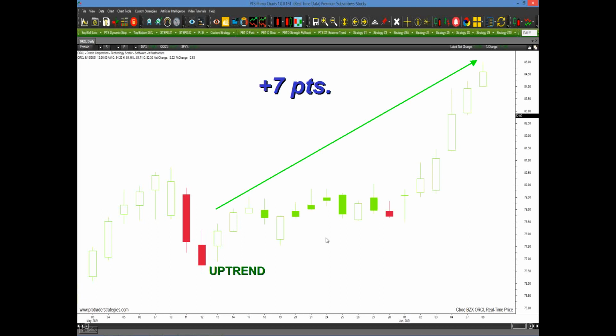Now, as you see here, before it really took off, there was another setup right here, a series of green followed by one red, then another green. That's your uptrend setup before it started to go even higher.